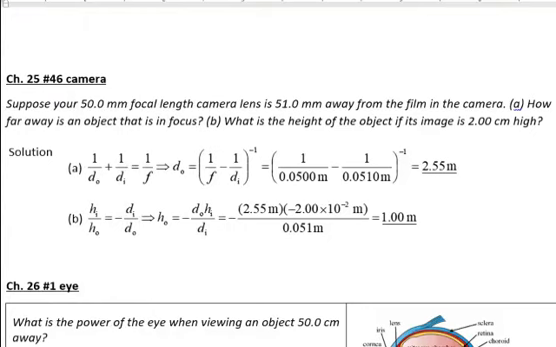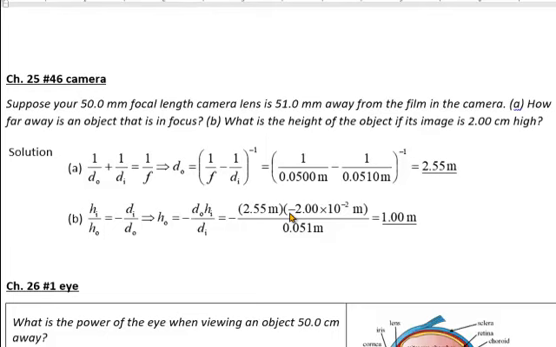Then it wants to figure out what the height is. Well, the height on the film versus the actual object is a simple ratio between the height of the image and the height of the object versus the distance to the image and the distance to the object. And all these numbers are given here. So this is the 2.55 that we just computed. This one here then is the image distance.